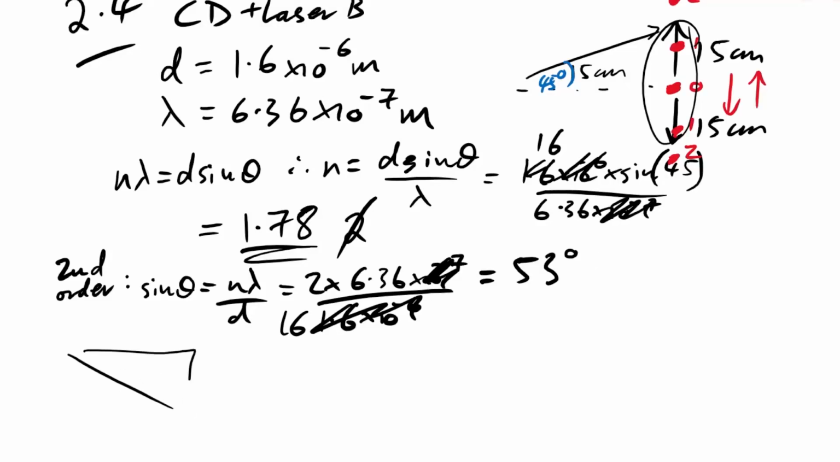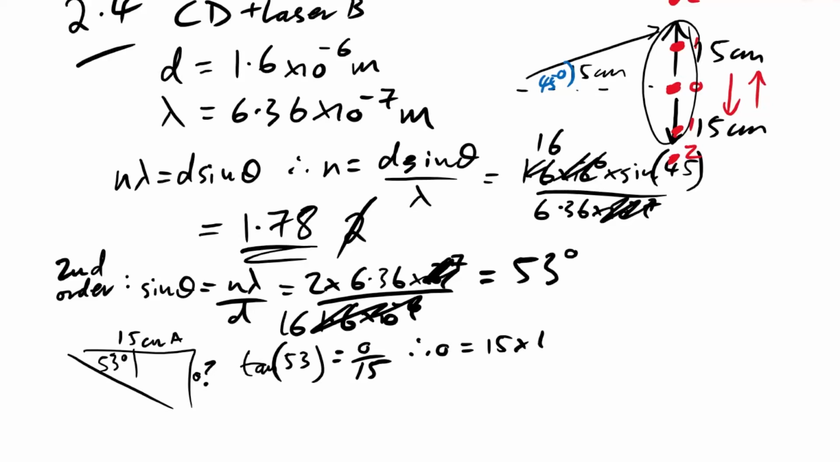So let's go with downwards. So we're going to say that's 53 degrees there. We know this is 15 centimeters. We're looking for this, and so this is obviously the opposite. This is the adjacent. So we're going to say, therefore, tan 53 is equal to the opposite over adjacent, which is 15. Therefore, the opposite is equal to 15 times tan 53. And we end up with, well, 19.9, let's just say 20 centimeters.